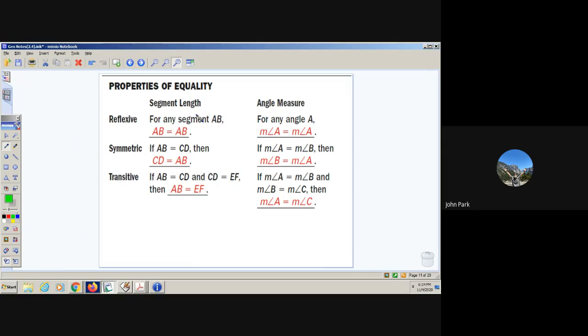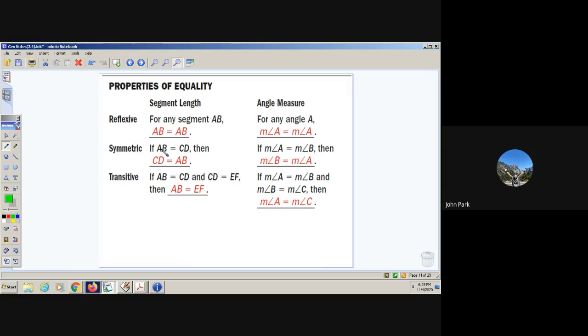So here for the length of any segment, right? Notice that AB is exactly the same as AB. So that's reflexive, right? You're looking at a kind of reflection on the mirror, exact same thing, right? Same thing with the angle. The measurement of angle A is exactly the same thing as measurement of angle A. It seems kind of silly sometimes why you would even put this, but you'll see later on why we need to do this. So whenever you put the same thing equal to the same thing, that's reflexive property of equality, okay?